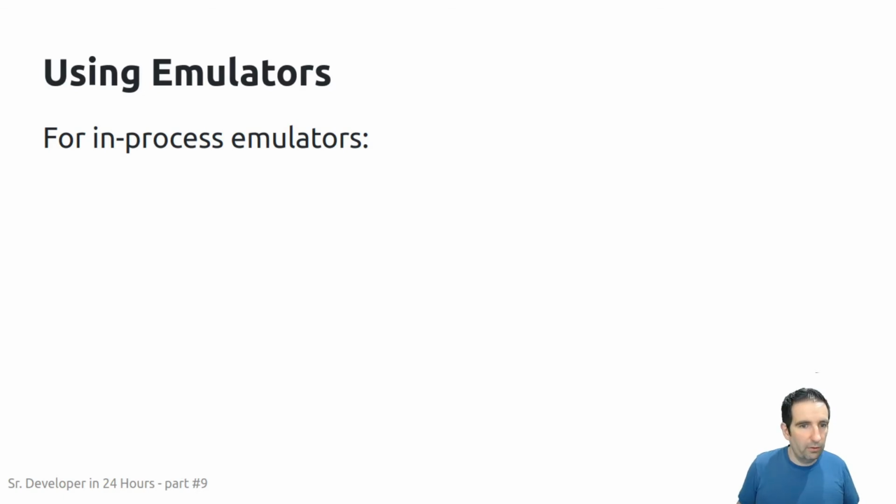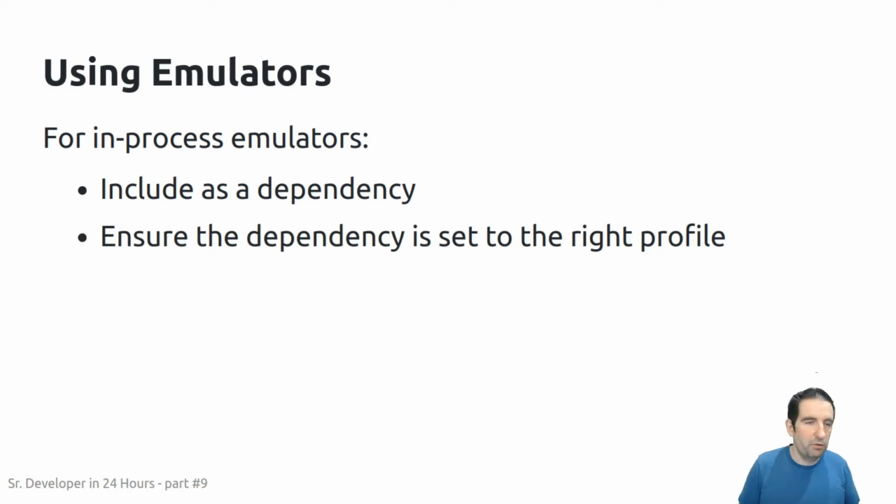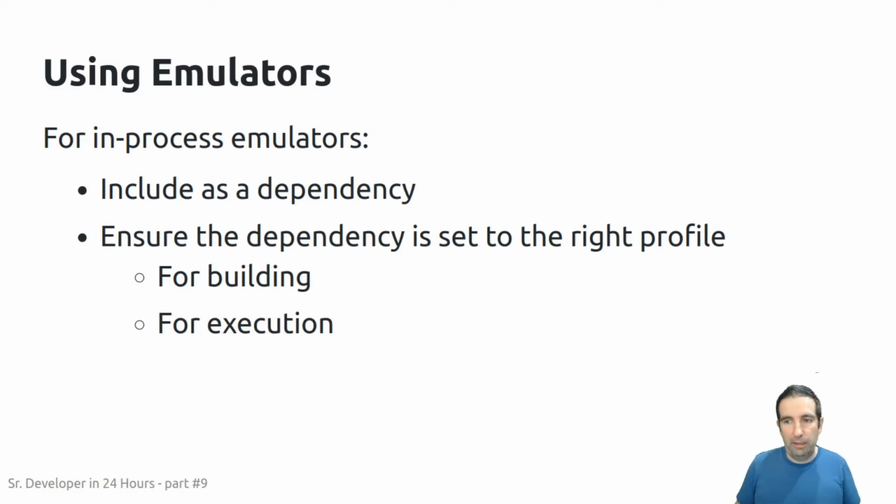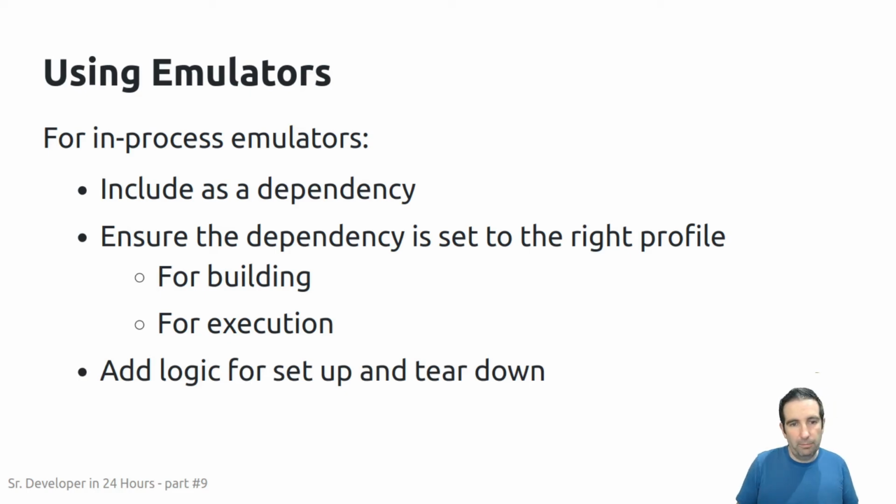For in-process emulators, you normally want to include them as a dependency. You want to ensure that the dependency is set to the right profile to make sure that we are not shipping emulators in the production code, things like that. So we have to determine when we need the emulator. Do we need it only for building? Do we need it only for execution? Things like that. One of the advantages of in-process emulators is that we can write code to set up and tear down the emulator. We're developers, we write code to solve problems. This is a problem, we can write code to make this work.